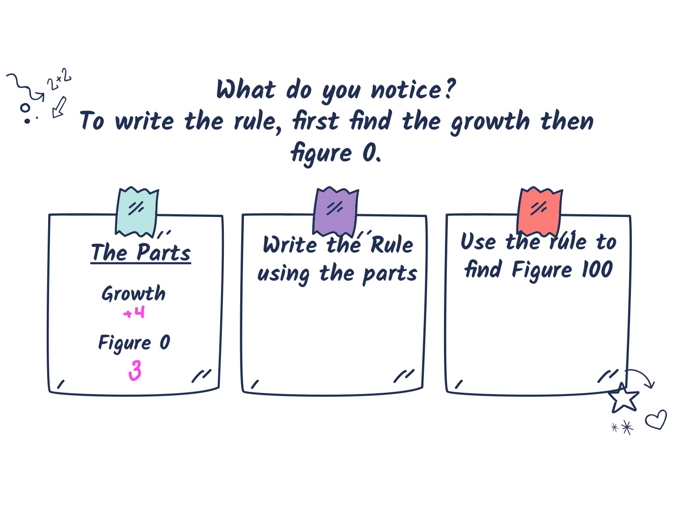We are going to write the rule using y is equal to, we need a value here in front of x. This value here is our growth, literal growth. We know that that number is 4, plus 4. And then the next part, plus or minus, these represent figure 0 number of tiles. We know that happens to be plus 3. So our equation is going to be y is equal to 4x plus 3.